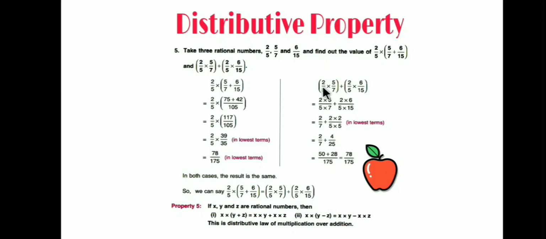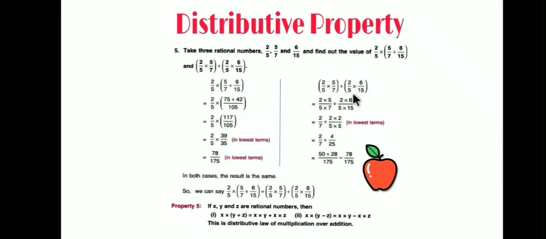Now we will consider 2 upon 5 into 5 upon 7 plus 2 upon 5 into 6 upon 15. We will not take 2 upon 5 common from these two. We will directly multiply and then add both the products. First one is 2 upon 5 into 5 upon 7. As we can see, 5 and 5 are multiples of 5. 5 ones are 5. We will cancel 5 and the answer that remains is 2 upon 7. The product of 2 upon 5 into 5 upon 7 in standard form is 2 upon 7.